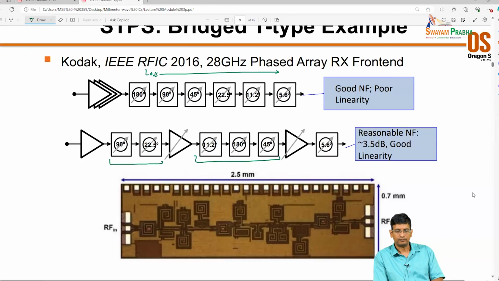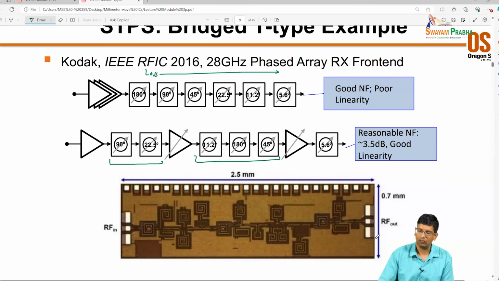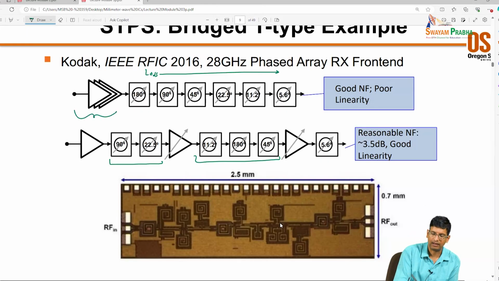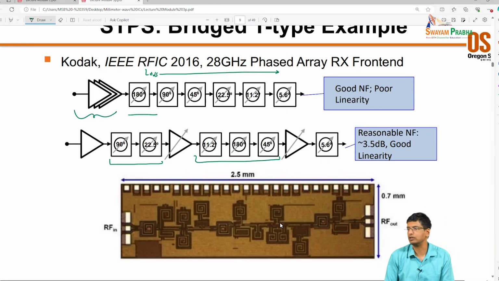So they consider as an approach where they put all the amplification up front before the switch type phase shifters, right? And that is fine, you get good noise figure, but then your linearity gets poor because the signal is very, very large here and then gets attenuated through this.